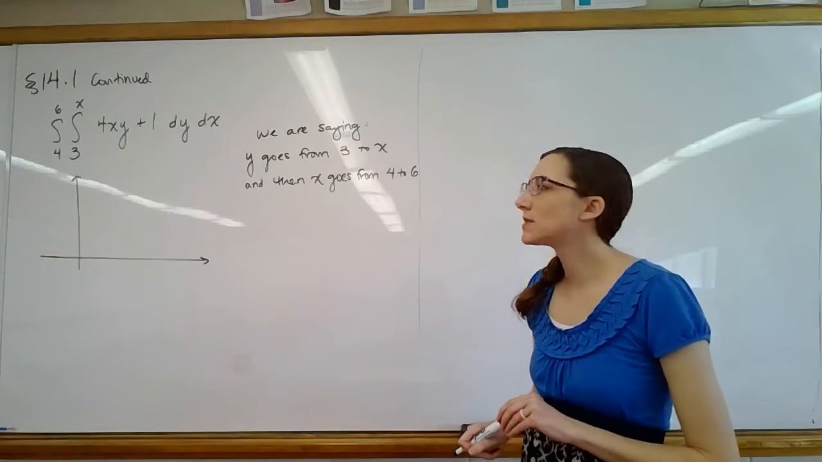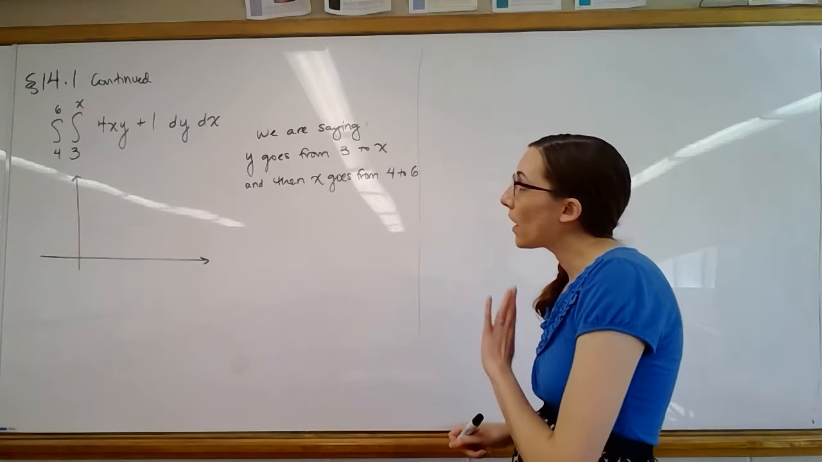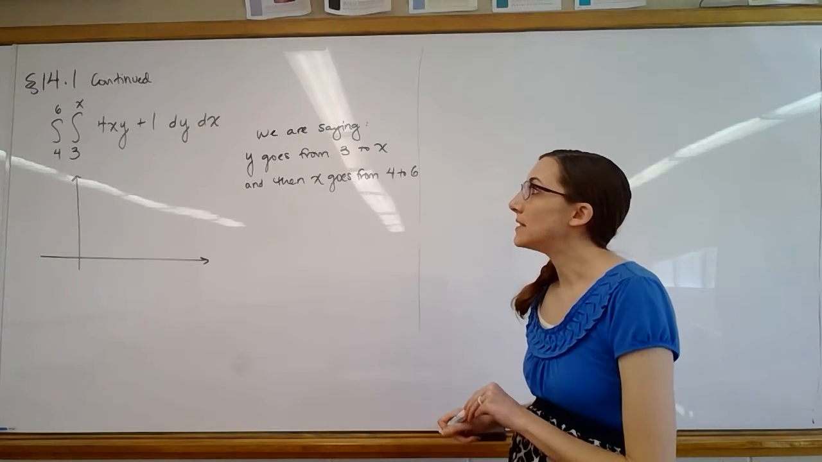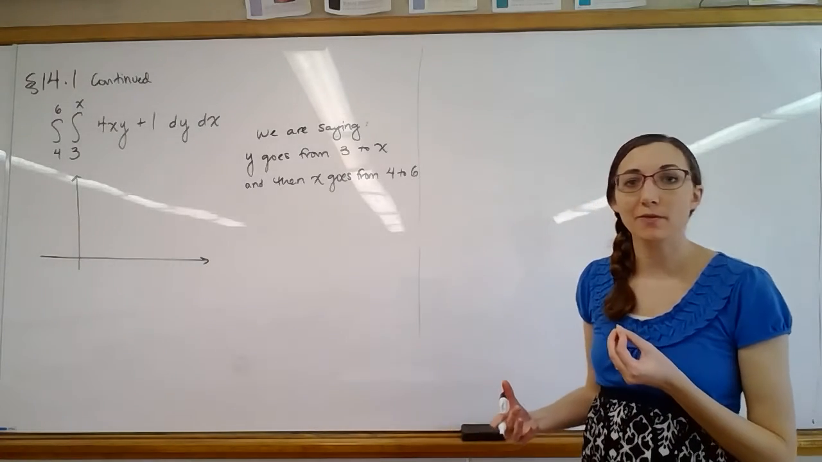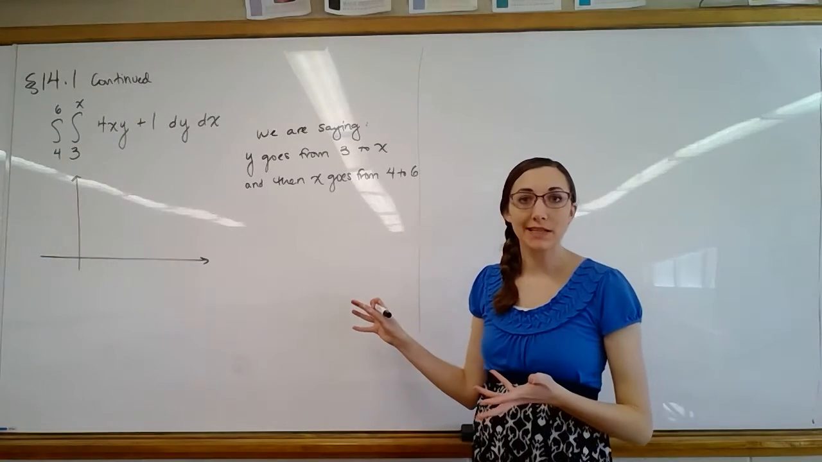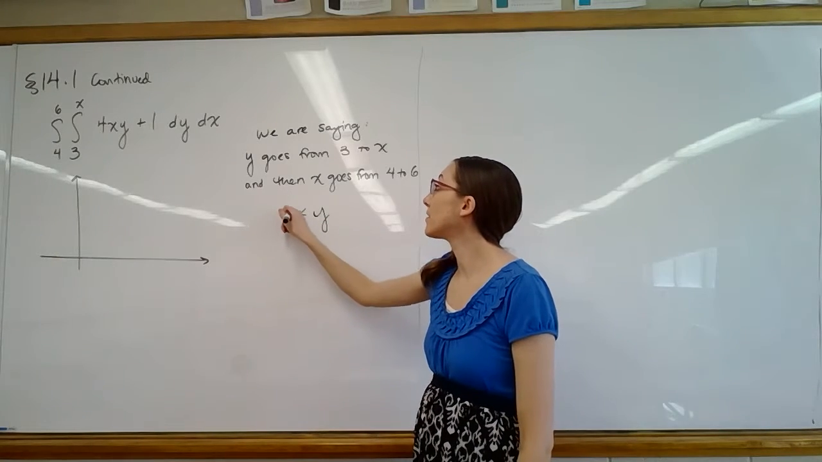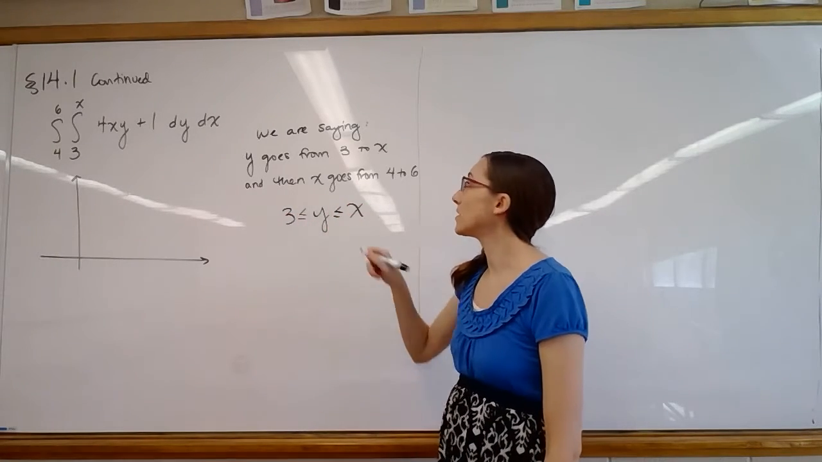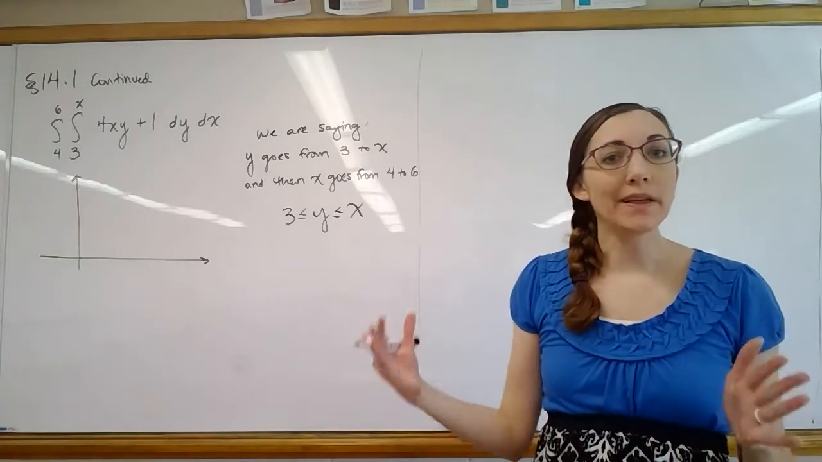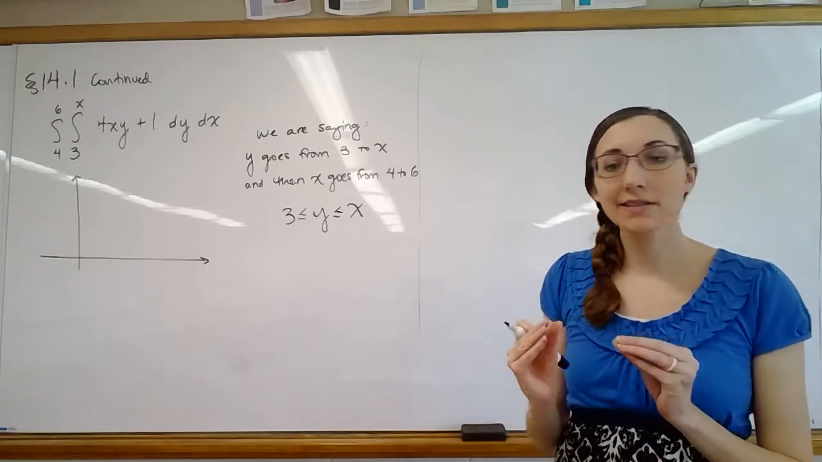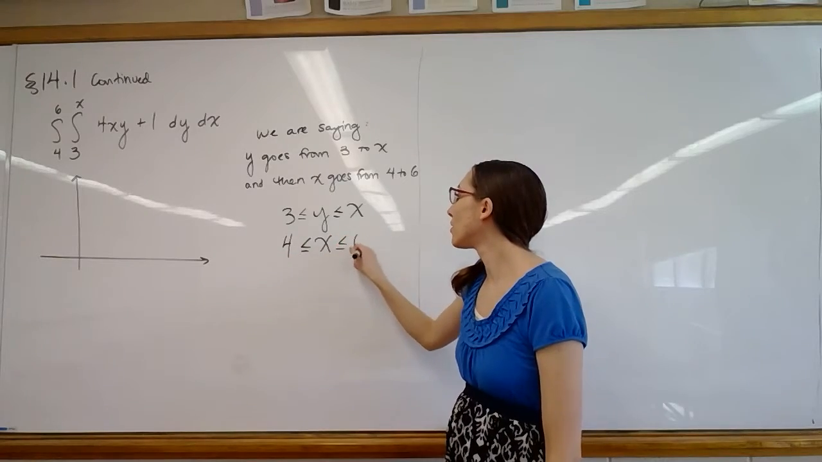Okay, so when we take a look at this double integral, we've got the integral of 4xy plus 1 dy, where y goes from 3 to x, and then dx, where x goes from 4 to 6. So literally what I just said, y goes from 3 to x. In other words, y is greater than or equal to 3 and less than or equal to x. So y goes from 3 to x, and then with that constraint, x goes from 4 all the way up to 6.